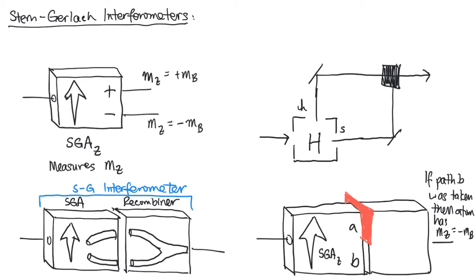If we didn't block path A, then we can only say that the atom was in a superposition of having taken both paths, and therefore it's not a measurement of Z, but instead the state of the atom is unchanged. So whatever the input state is, that would be the same as the output state.